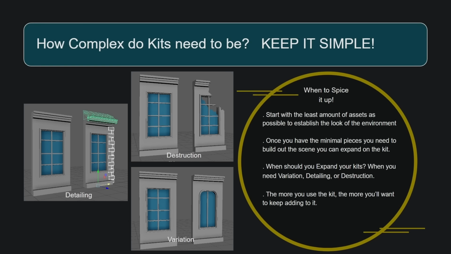A rule that I use a lot is to establish the minimum number of pieces needed to establish the overall look of the scene. I'll bring in one wall, one pillar, or one floor piece and use that to build out my environment as much as I can. If I need things to look more interesting or different, I'll make new kit pieces. I want to do that across the board and keep my kit limited to the least amount of pieces as possible.